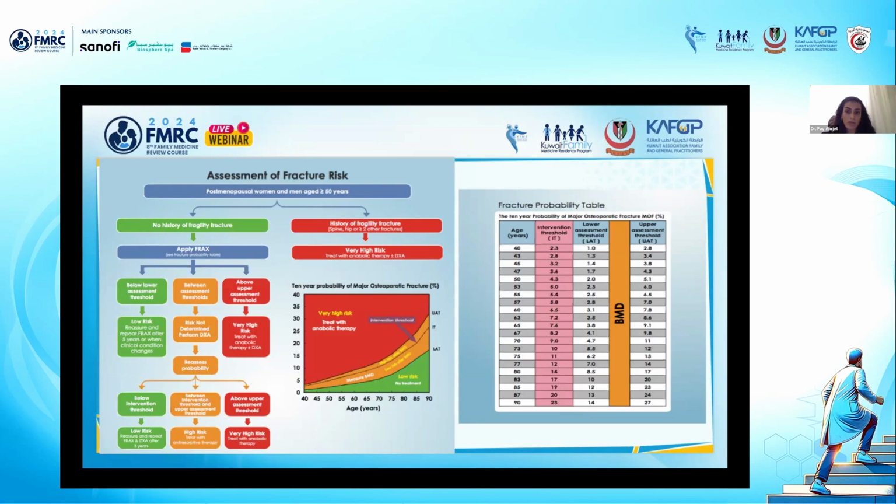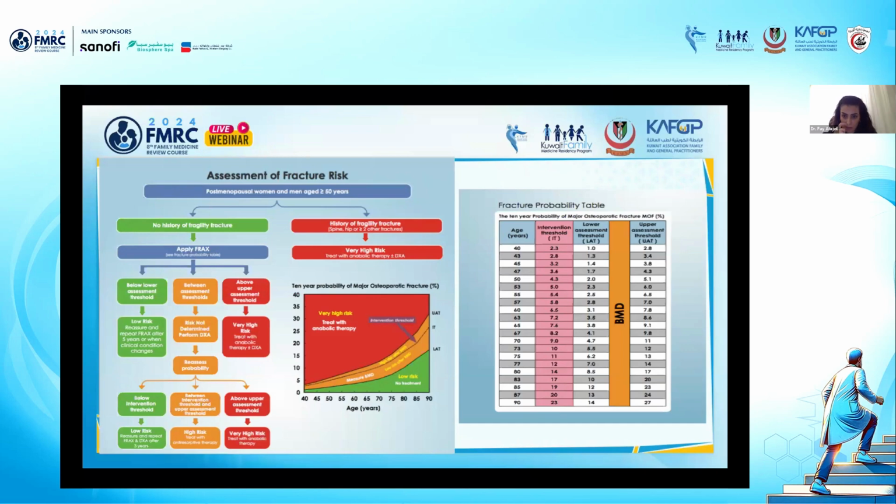You will reassure the patient. You will repeat the FRAX in 5 years, or if the patient's clinical condition changes. What does that mean? For example, you FRAX the patient, he was below the lower assessment threshold, and then after 2 years, he was diagnosed with diabetes. They have to come back so that we can re-FRAX them and determine their new risk. Okay, so these are the patients who are at the lower risk, below lower assessment threshold.